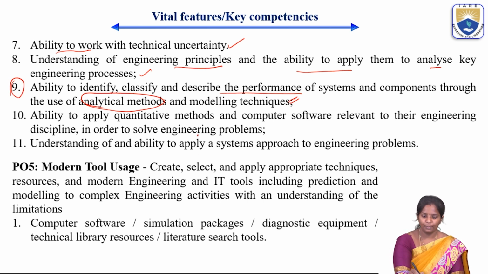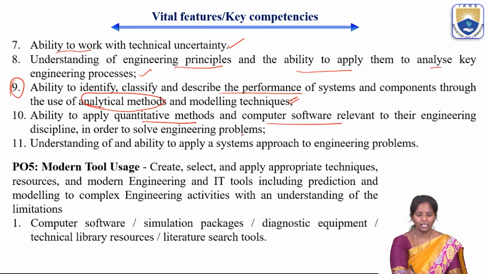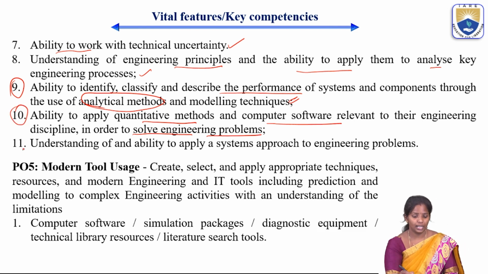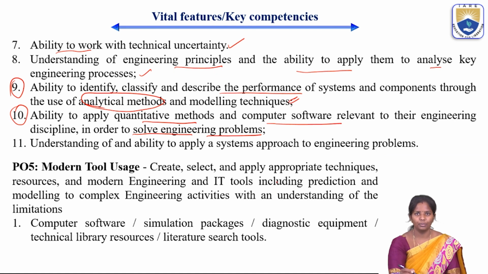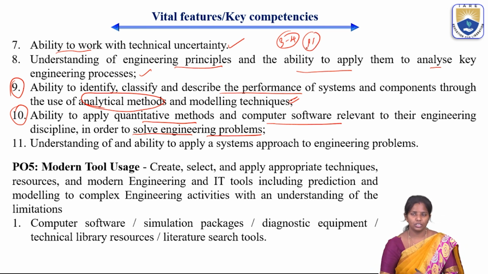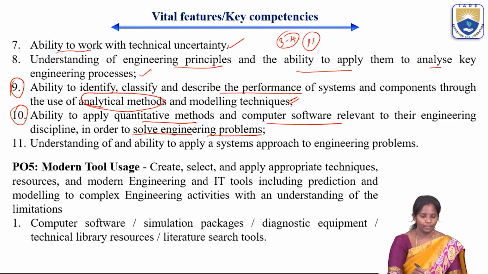So the ability to apply quantitative methods and computer software relevant to the engineering discipline and solve engineering problems. So in this also, key competence 10 is considered. So that is how, depending on the course, there are different key competences. Out of these 11, there could be only 3 or 4 that match, or all 11 can match that particular course, depending on the type of course.